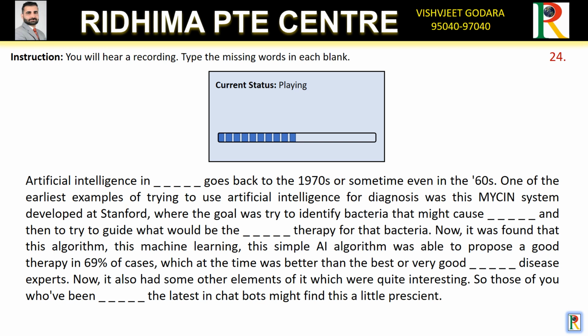Now, it was found that this algorithm, this machine learning, this simple AI algorithm, was able to propose a good therapy in 69% of cases, which at the time was better than the best or very good infectious disease experts. Now, it also had some other elements which were quite interesting. So those of you who've been following the latest in chatbots might find this a little present.